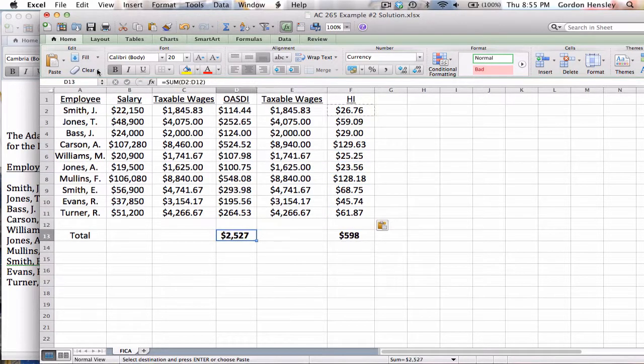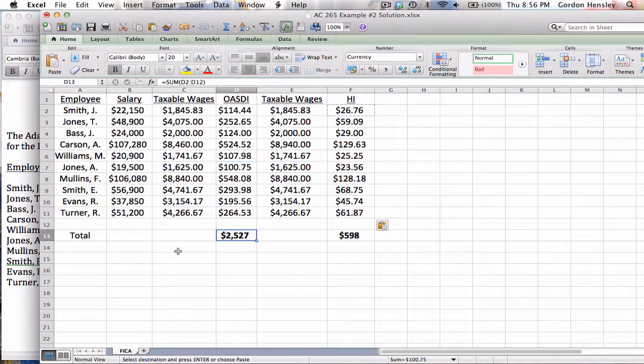Now down here at the bottom, I've totaled that up. Now remember, in the problem, they wanted to know both the employee and the employer FICA taxes. Well, I've got the employee FICA taxes right here. For each employee, there's the OASDI tax, there's the HI tax. So for example, if I'm T. Jones, well, from my paycheck, they're going to withhold $252.65 for OASDI, $59.09 for HI. So we've provided that information for every single employee.